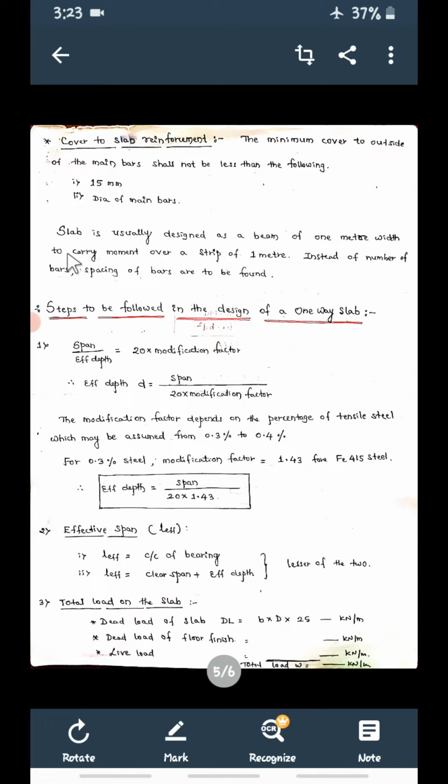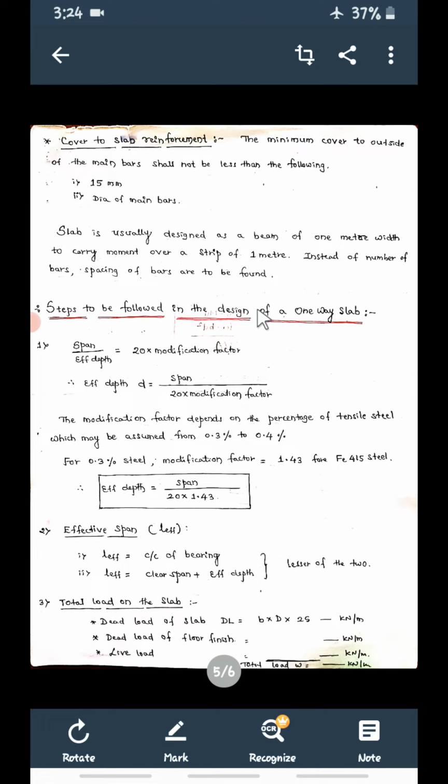Then shear. This is an important point. Remember, a slab is usually designed as a beam, a beam of 1 meter width, to carry a moment over a strip of 1 meter. And in a slab, instead of number of bars, the spacing of bars is to be calculated.